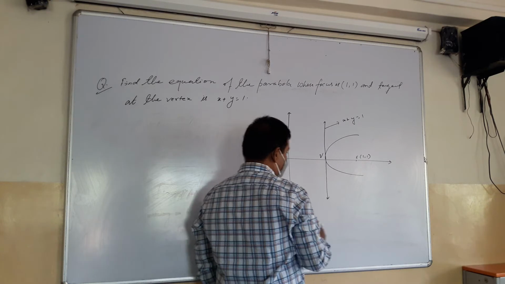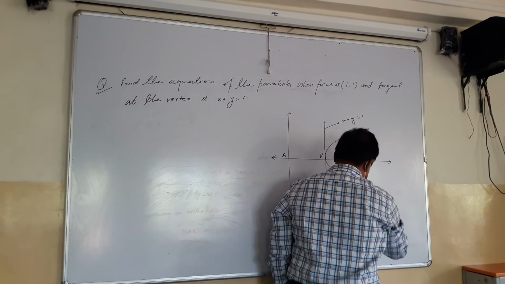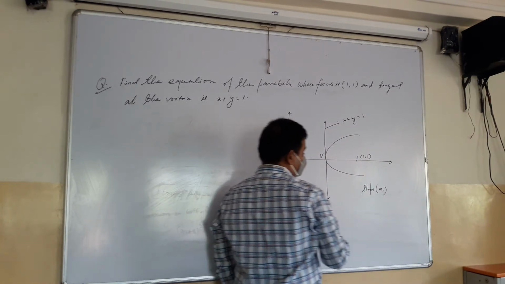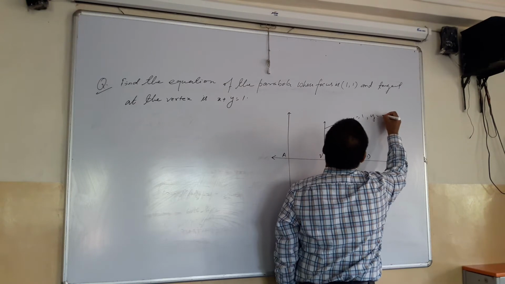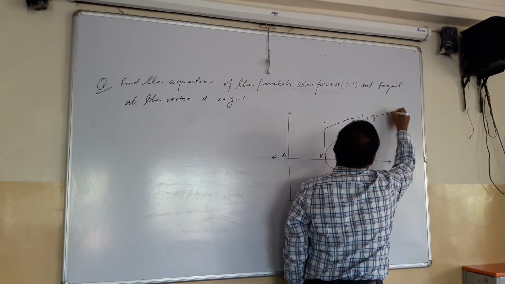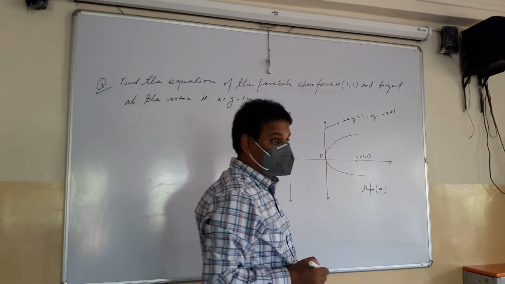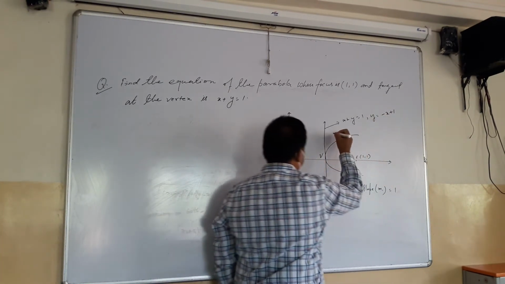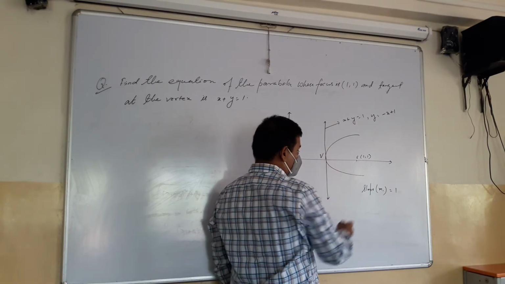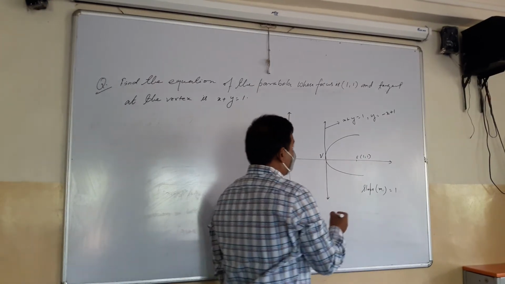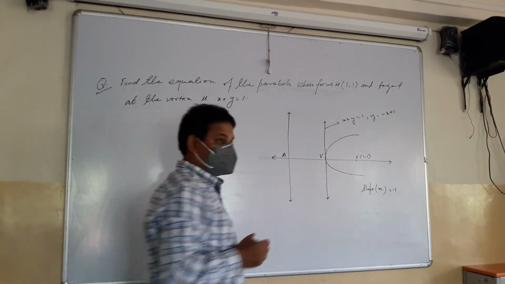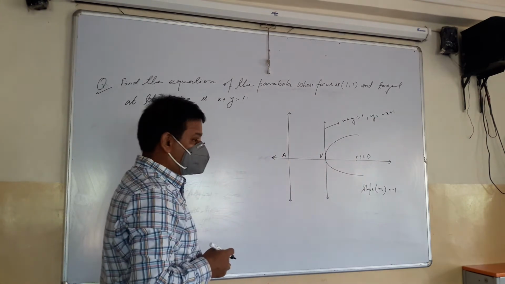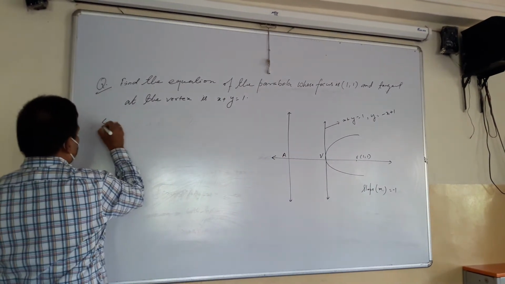What is the slope of the tangent? Suppose m1 of the tangent: y is equal to minus x plus 1. What is m? m is minus 1. The slope m1 of the line is minus 1. So what is the slope of the axis?